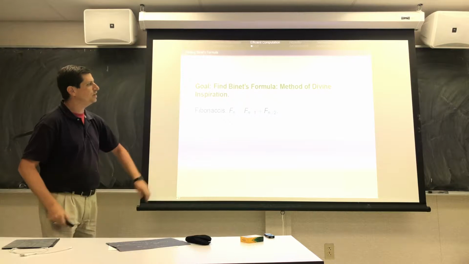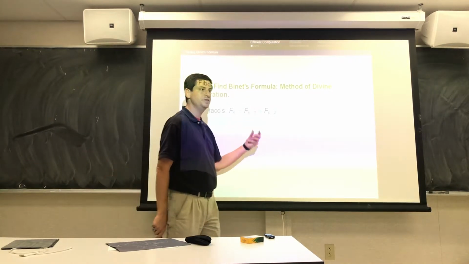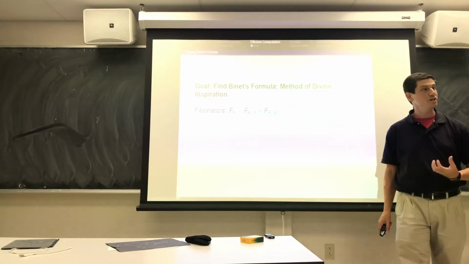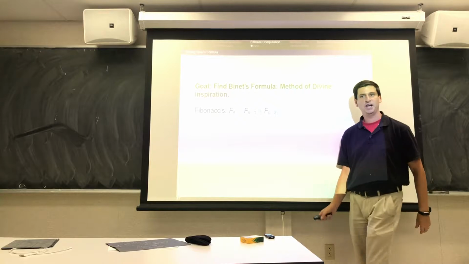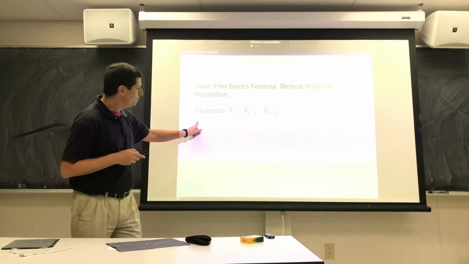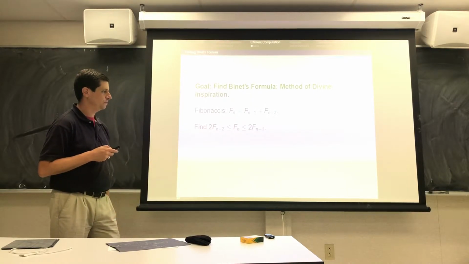So I want to talk to you about another way to find Binet's formula. The Fibonacci numbers are not directly related to roulette, but a very close cousin of the Fibonacci numbers is related to roulette and trying to model something like that. All right, so first, let's look at this recurrence relation. Each number is the sum of the previous two.